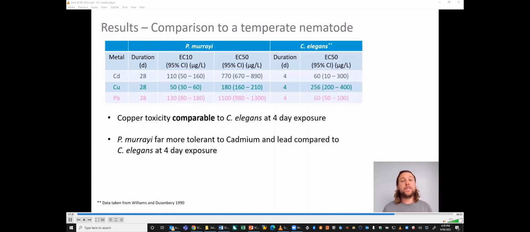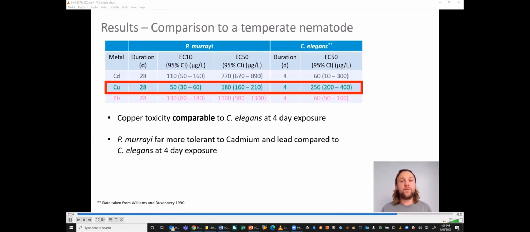Plectus muriae had somewhat similar sensitivities for copper at 28 days exposure with an EC50 of 180 micrograms per litre to that of C. elegans after a 4-day exposure of 256 micrograms per litre. However, these are some of the most sensitive estimates reported for temperate nematodes in response to copper, with many tests only lasting 24 hours with EC50 values in excess of 10,000 micrograms per litre.